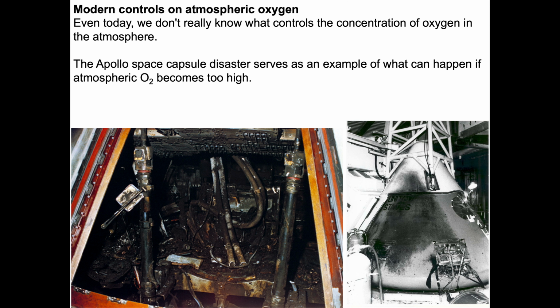Modern controls in atmospheric oxygen, we don't really understand them. We don't know what constrains the movement of oxygen in and out of reservoirs. Now, if atmospheric oxygen becomes too high, as was seen here, this is Apollo 1, the astronauts Grissom, White, and Chaffee were killed when a spark ignited under one of the seats. Because they were using pure oxygen inside the space capsule, it burned up in a flash fire. They had essentially no time to react other than say there was a fire.